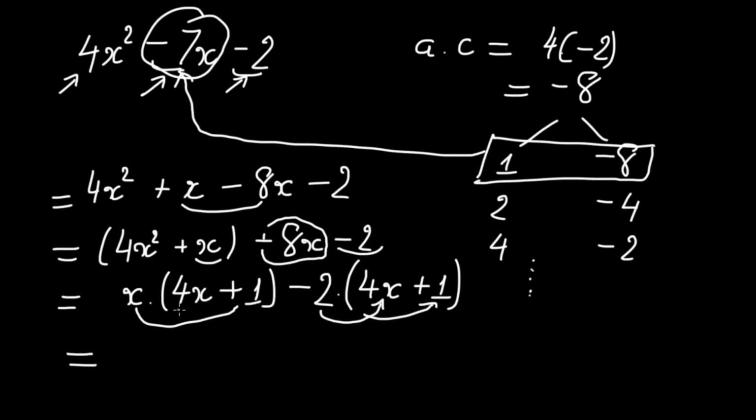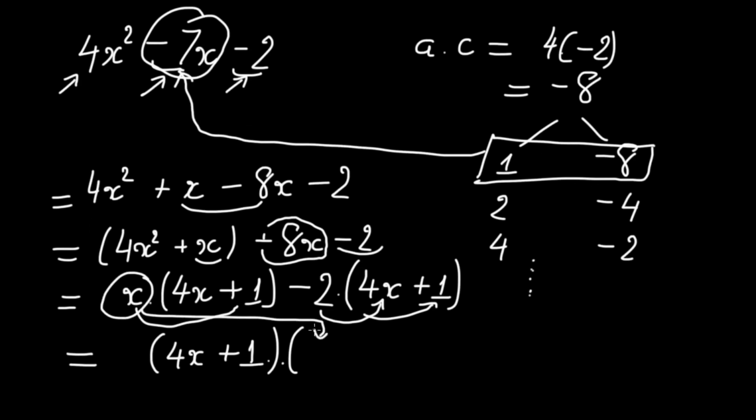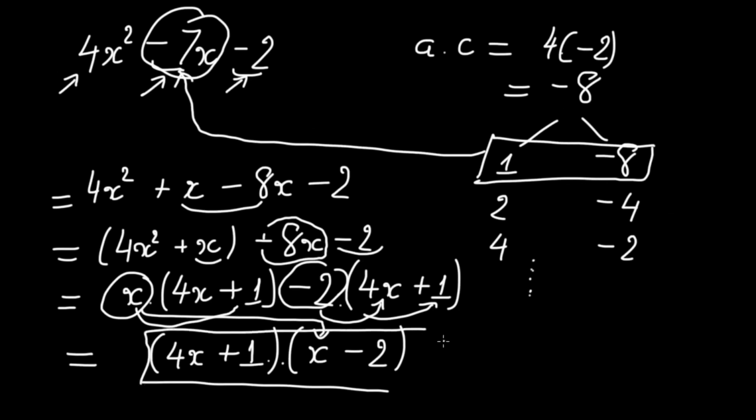Now you see 4x plus 1 right here, and then this one is 4x plus 1. 4x plus 1 is a common factor. We put 4x plus 1 right here times parenthesis. So anything right before the 4x plus 1 here, you put it here. That's it. x, right? And anything right before 4x plus 1 here, you put it here. So negative 2 down. And this is the final answer for this question. This method is called factoring trinomials by grouping.